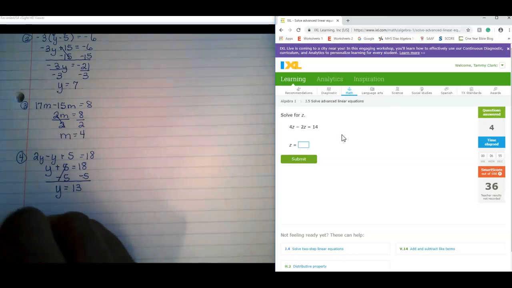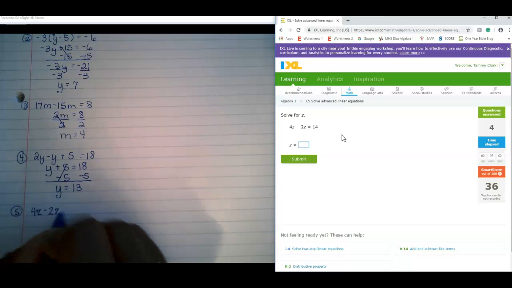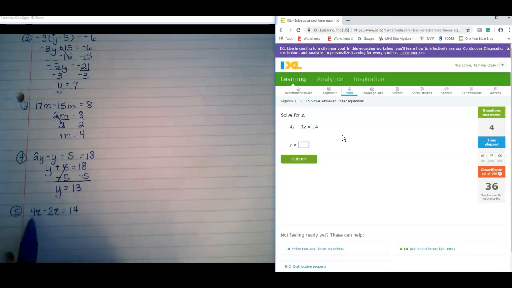Number 5, we have 4z minus 2z equals 14. Again, we're going to combine like terms right here. We have the same variable raised to the same power. So 4z's minus 2z's gives us 2z equals 14.